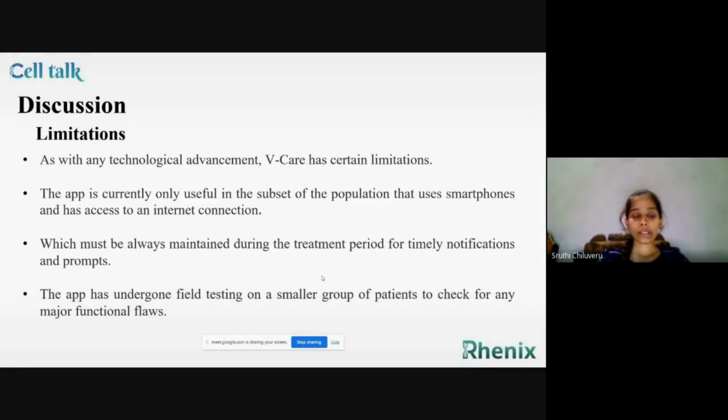When it comes to limitations, as with many technological advancements, WeCare has certain limitations. The app is currently only useful in a subset of the population that uses smartphones and has access to an internet connection, which must always be maintained during the treatment period for timely notifications and prompts. The app has undergone field testing on a smaller group of patients to check for any major functional flaws.